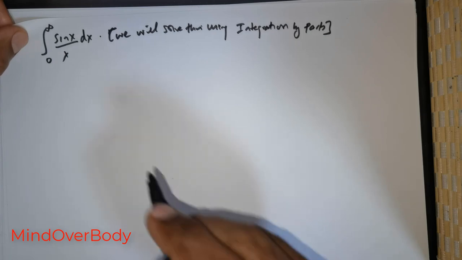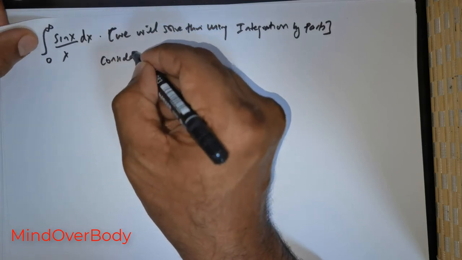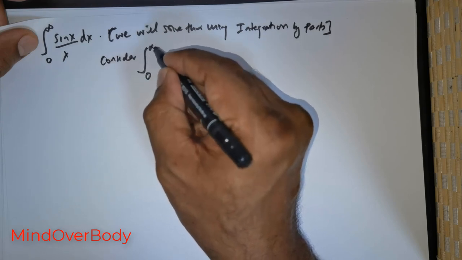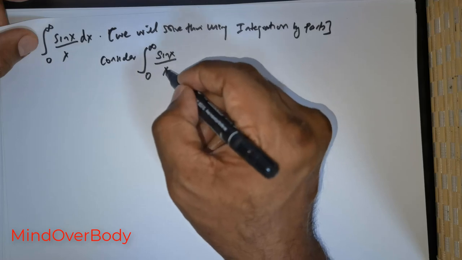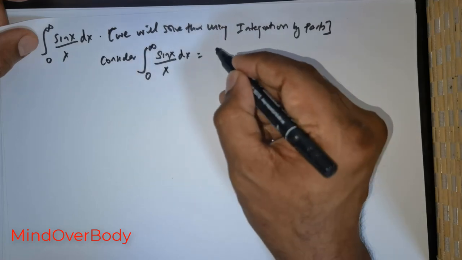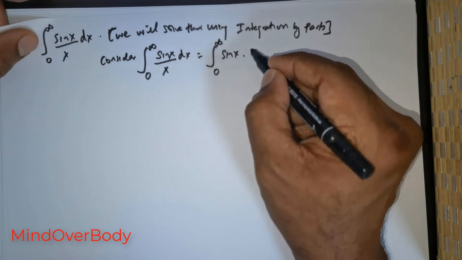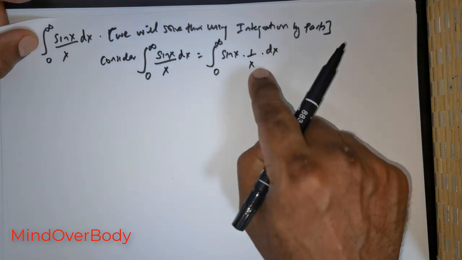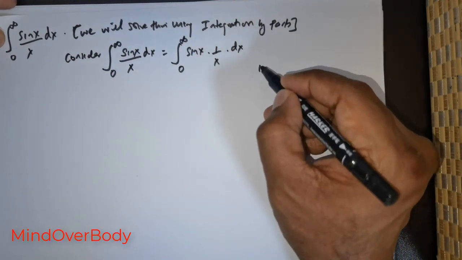So having mentioned that, foremost, let us start with a beautiful word, consider. Let me consider the integral from 0 to infinity of sin x over x times dx. I'm going to rewrite this as the integral from 0 to infinity of sin x multiplied by 1 over x, which in turn is multiplied by dx.